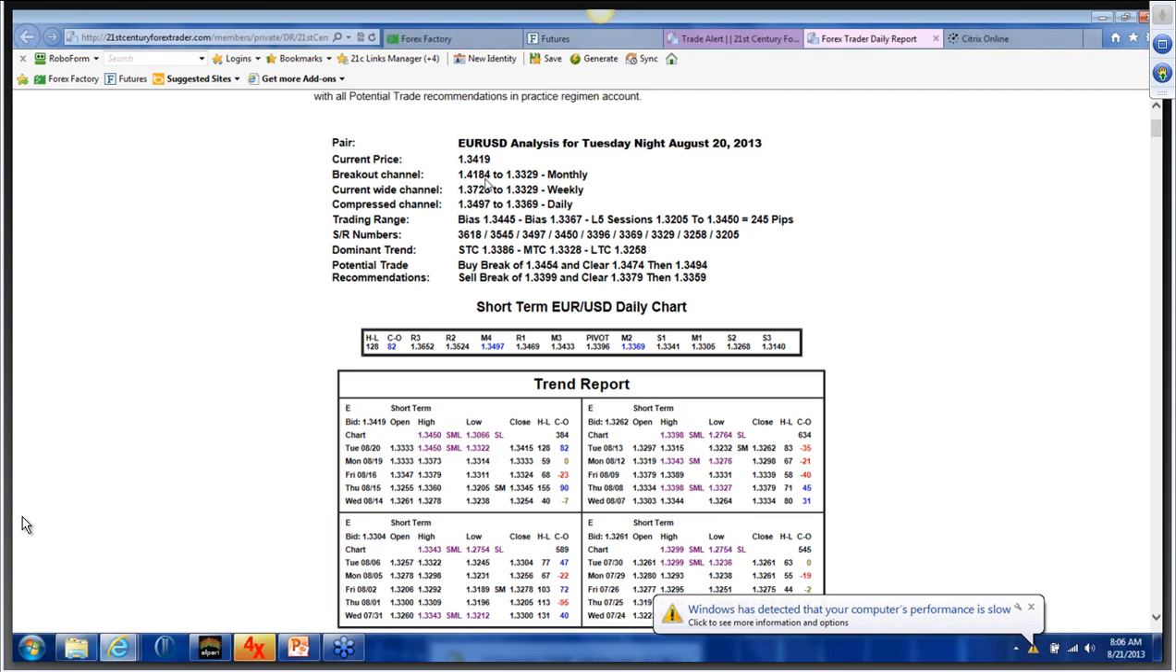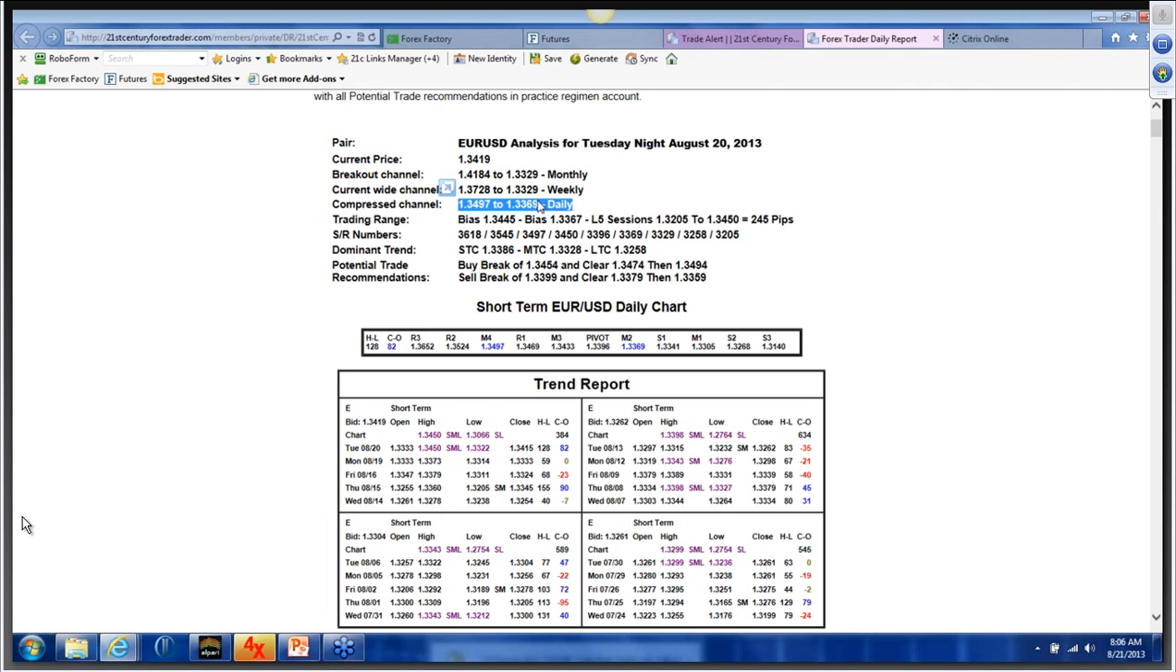So the first thing I see here, I'm going to work off of, is our daily channel. So we see a daily channel bottom at 33.69 and a channel top at 34.97. So 33.69, 34.97 as our bottom and our top.